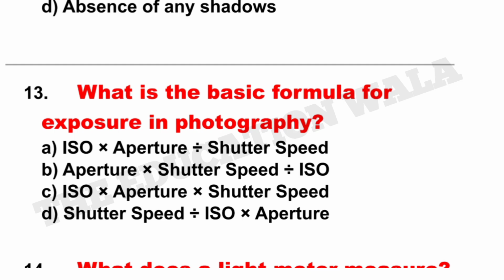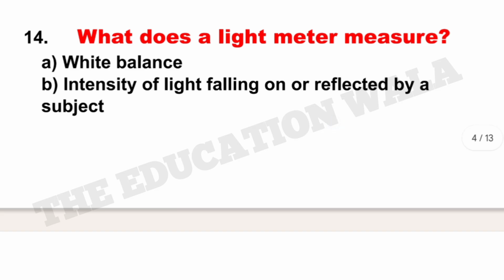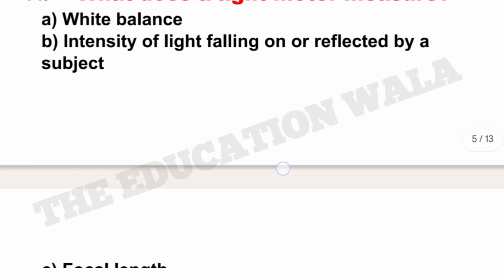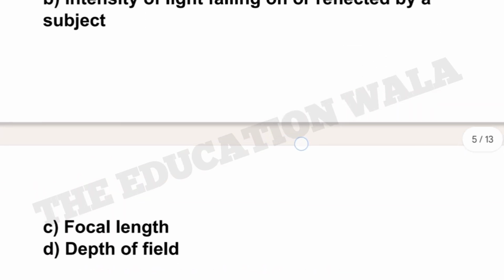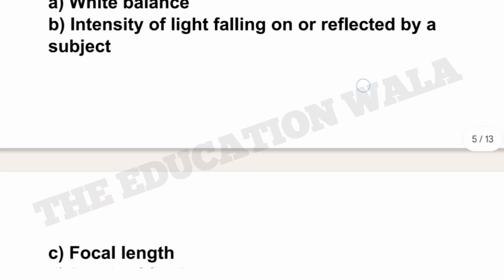Option C: ISO multiplied by aperture multiplied by shutter speed. Question number 14. What does a light meter measure? Option A, white balance. Option B, intensity of light falling on or reflected by a subject. Option C, focal length. Option D, depth of field. Right answer is intensity of light falling on or reflected by a subject.